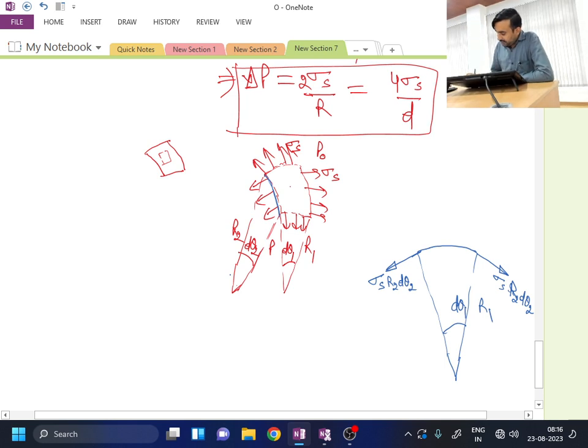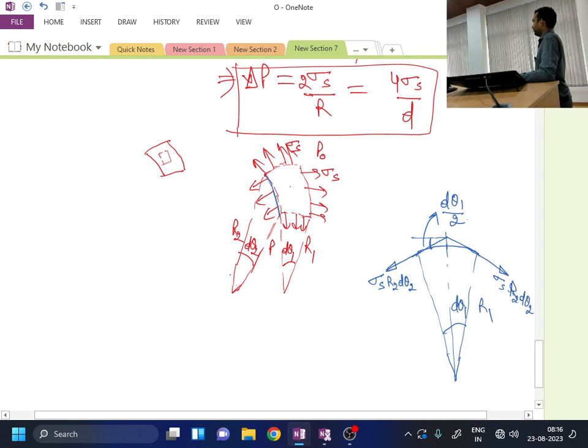If this angle is d theta 1, then how much will be the angle made by this surface tension force over here? Can you tell me what this angle will be? It is d theta 1 by 2. Is this point clear?